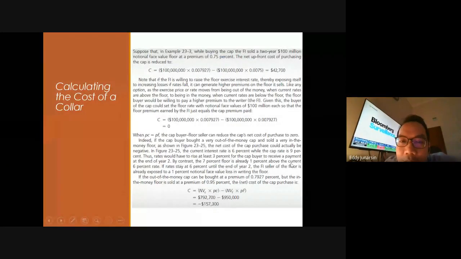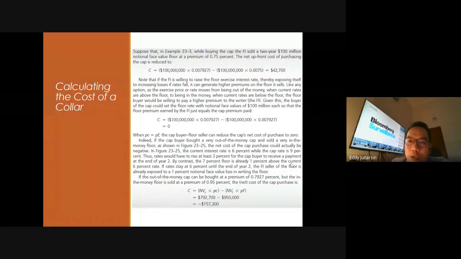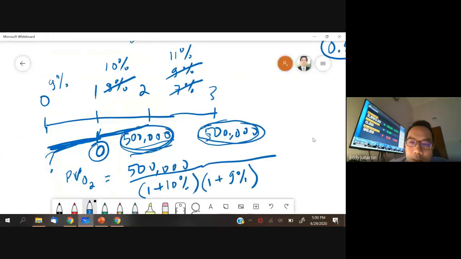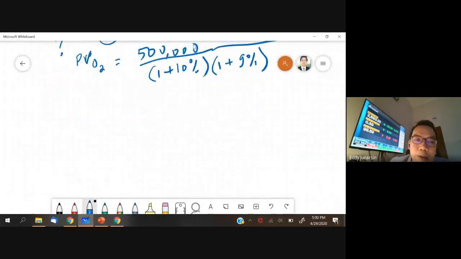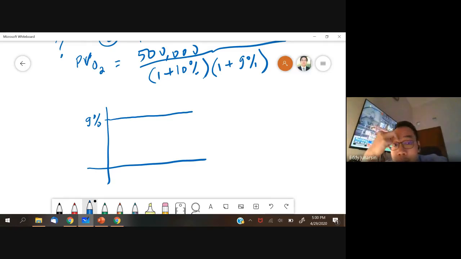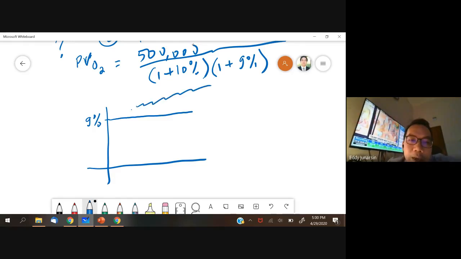However, this could be dangerous, right? You can imagine a situation where, maybe following our previous example, you buy the cap at 9%. So this is the cap that you buy, right? You take a long position in the cap. So if interest rate goes above 9%, then you earn money. If it's below 9%, then you get nothing, right?